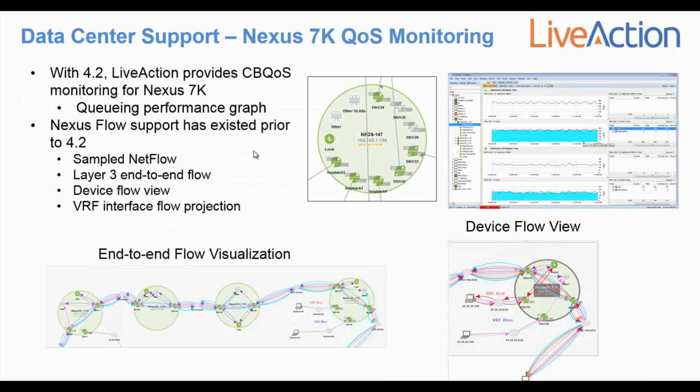The next three slides discuss LiveAction support for data center, which includes Nexus 7K QoS monitoring, Gigamon, and Ixia integration. LiveAction 4.2 provides Nexus 7K QoS monitoring capability so you can see QoS class performance for this data center device from the LiveAction QoS interface view as seen in this graph. We have supported flow visualization for Nexus in the past, so if you have these platforms, you would have been able to see both the end-to-end flows and the device flow view prior to LiveAction 4.2.